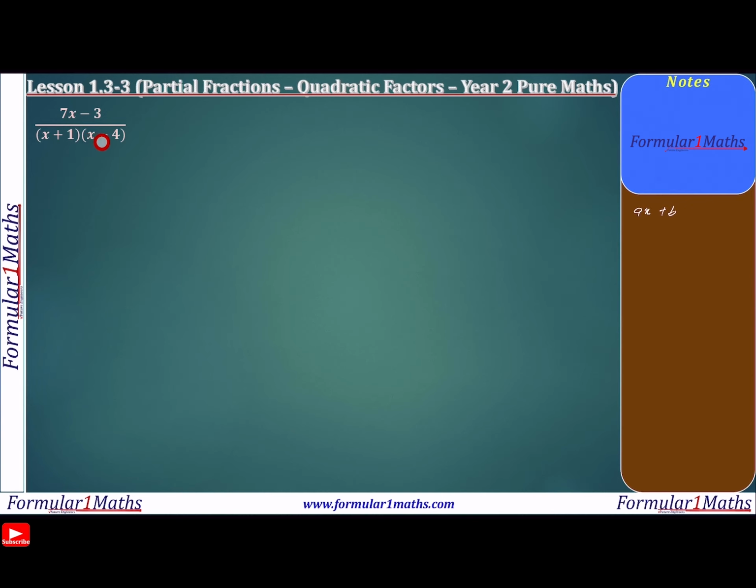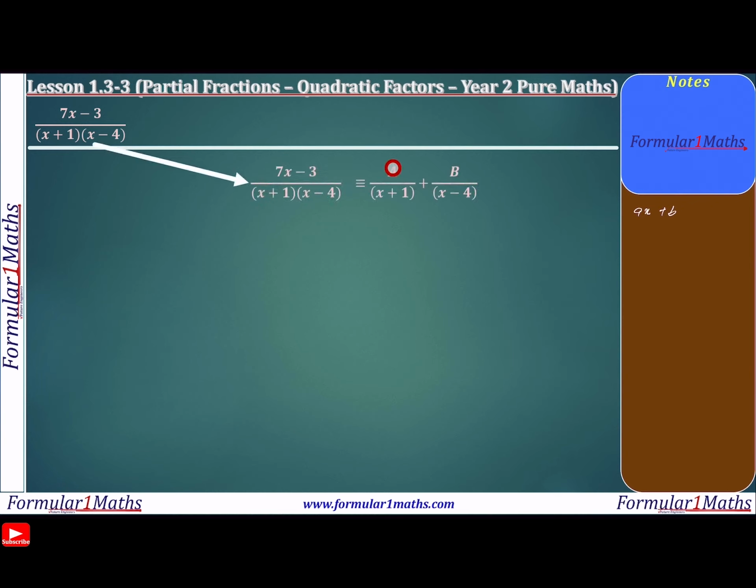And we learned that in such cases, you split a fraction into partial fractions as follows, where A is a constant over a linear factor and B is also a constant over a linear factor. And that makes the two fractions proper fractions because the degree of the numerator is 1 less than the degree of the denominator. So what happens when we have a fraction like this, where the denominator is quadratic? And this is quadratic because it's in the form ax squared plus bx plus c.